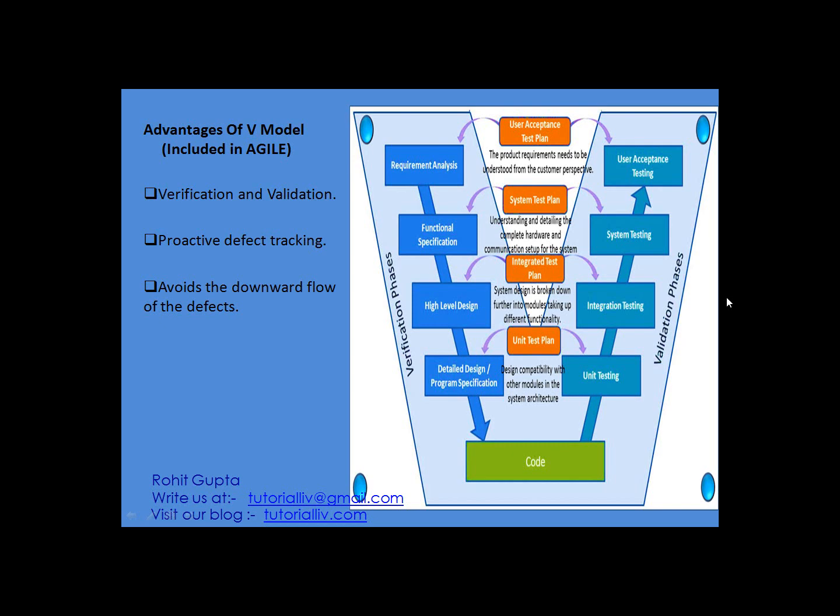Once we start with the requirement analysis, we prepare the user acceptance plans. That acceptance plan will be used in the last stage, that is the user acceptance testing, UAT. So basically the benefit of this V-shaped model was that we are doing verification and validation parallelly to each and every stage.